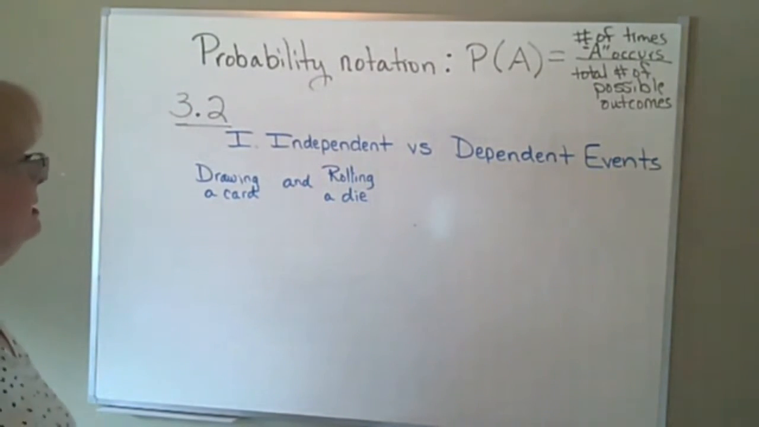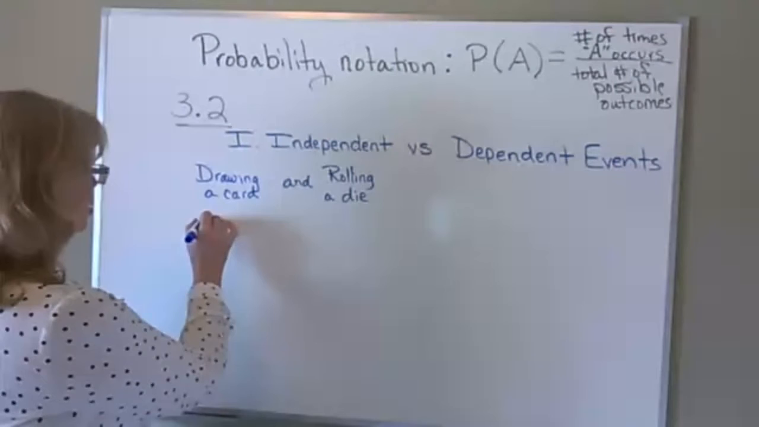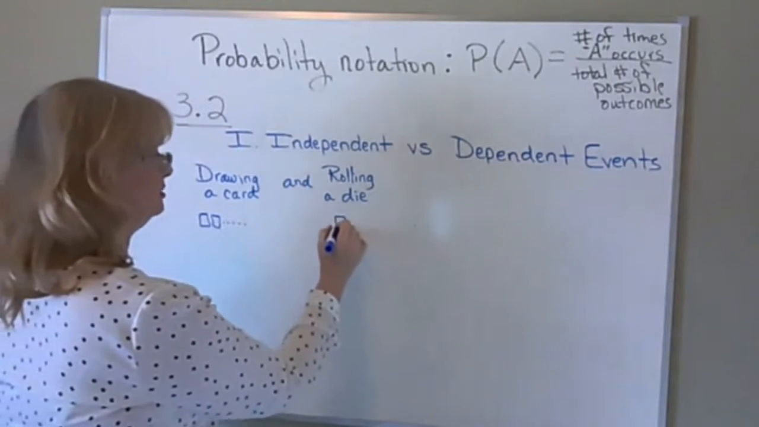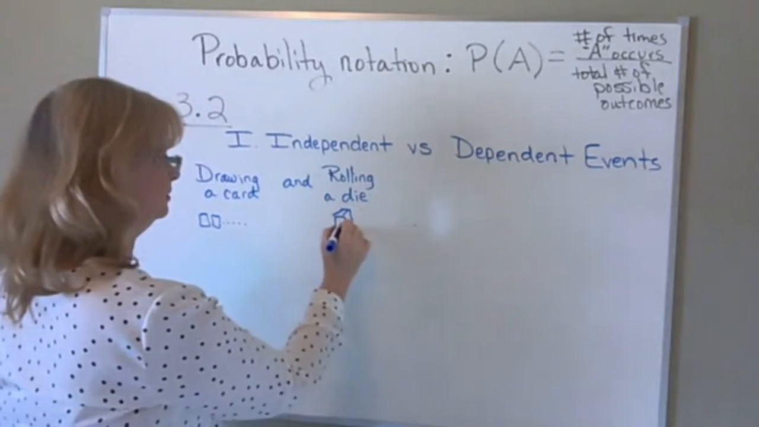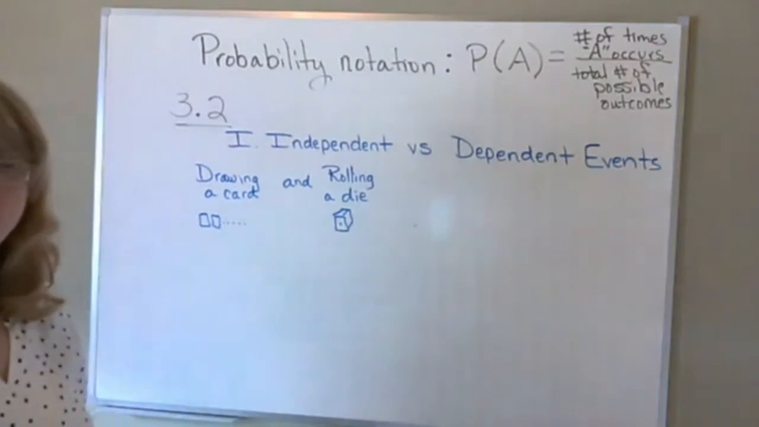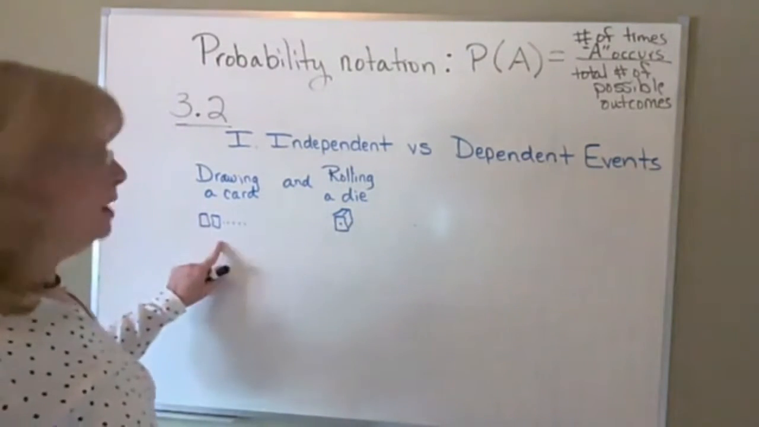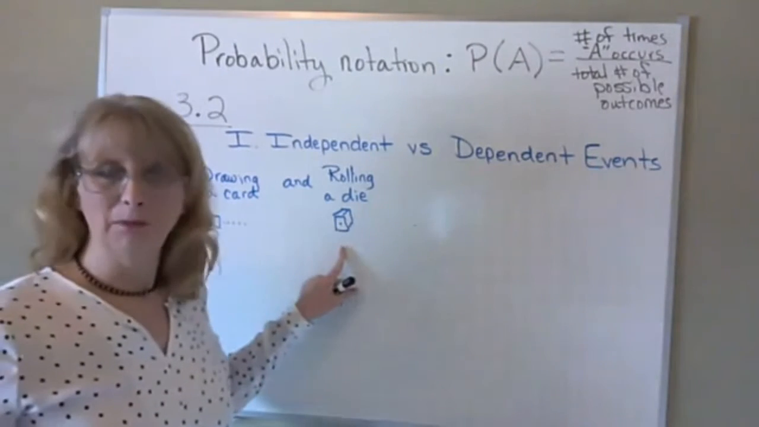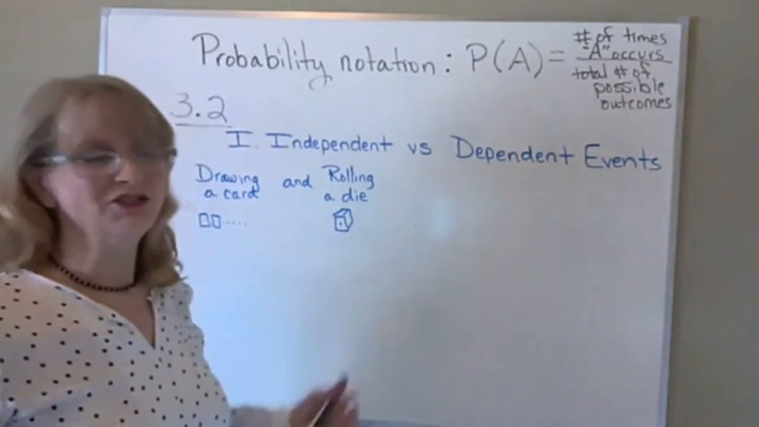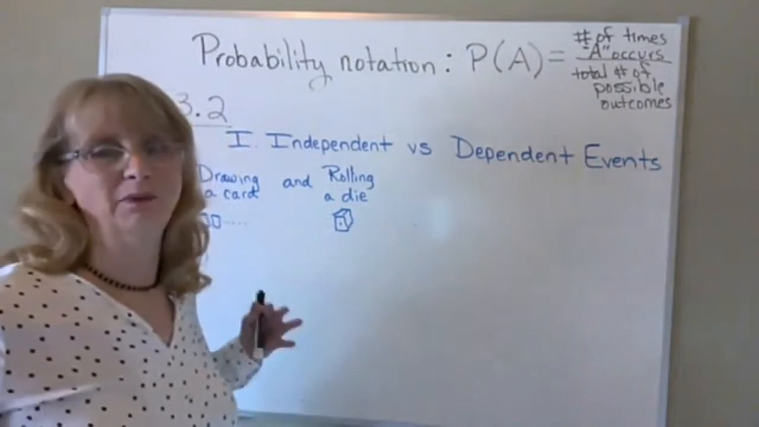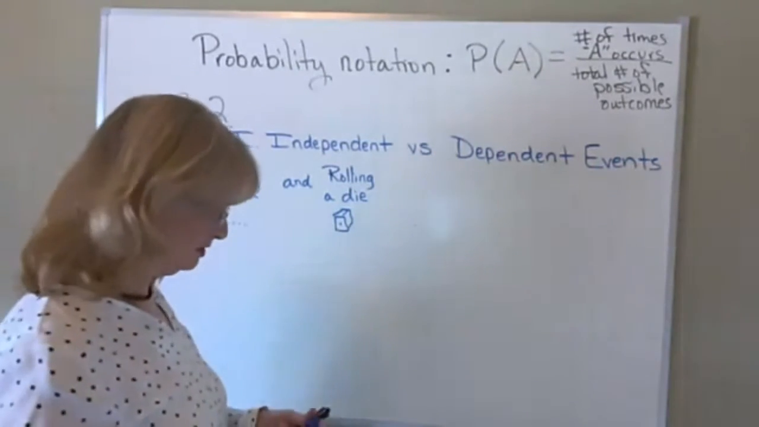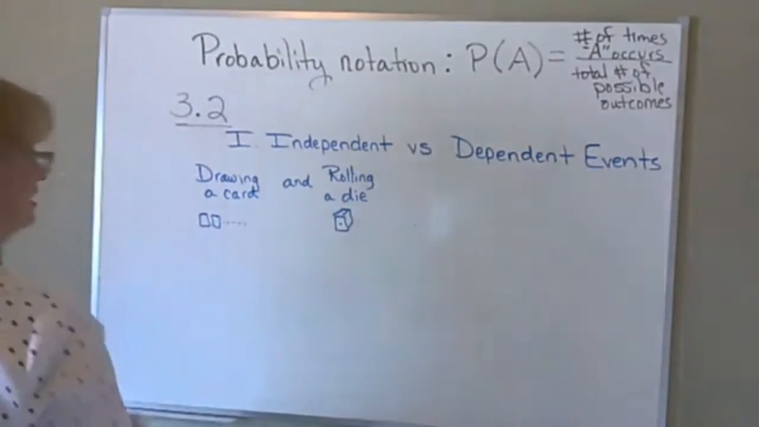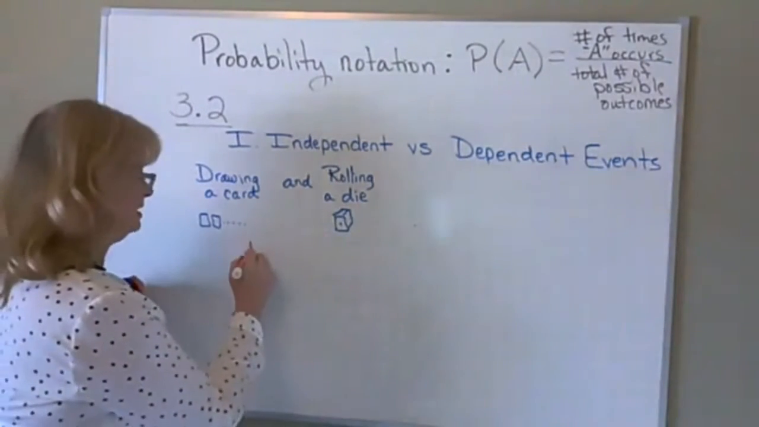Okay? Now, so you have this deck of cards. So imagine your deck of cards, okay? And then you have your die. Now, what we draw out of this deck has absolutely no bearing on what we roll on the die. These 2 things aren't connected in any way whatsoever. Okay, so we call these 2 events independent.